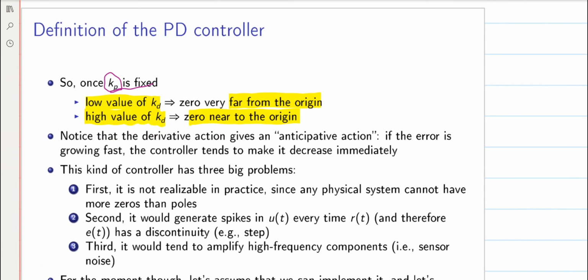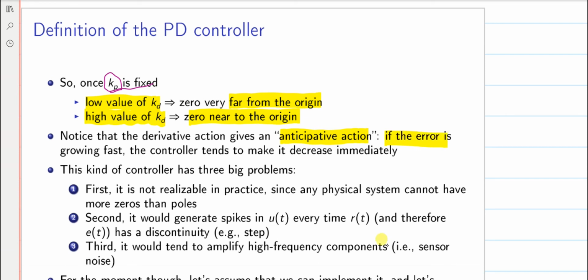You should also notice that the derivative action gives an anticipative action, similar to what we had with the addition of zeros to the system. We already have analyzed how an additional zero will change the step response of the system, and we have seen that zeros add some anticipative behavior to our system. That's true here as well, because the controller added to the system is indeed in the form of an additional zero.